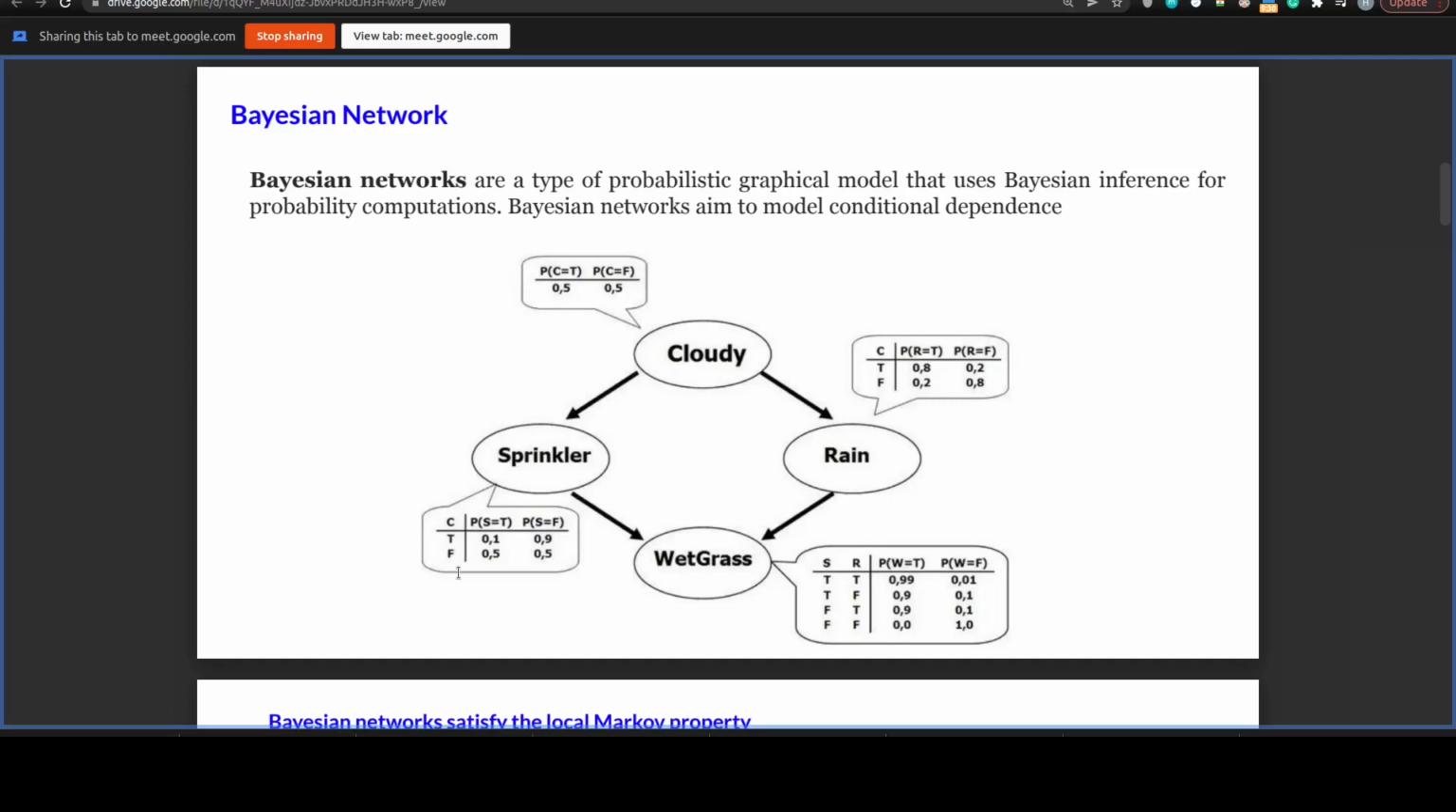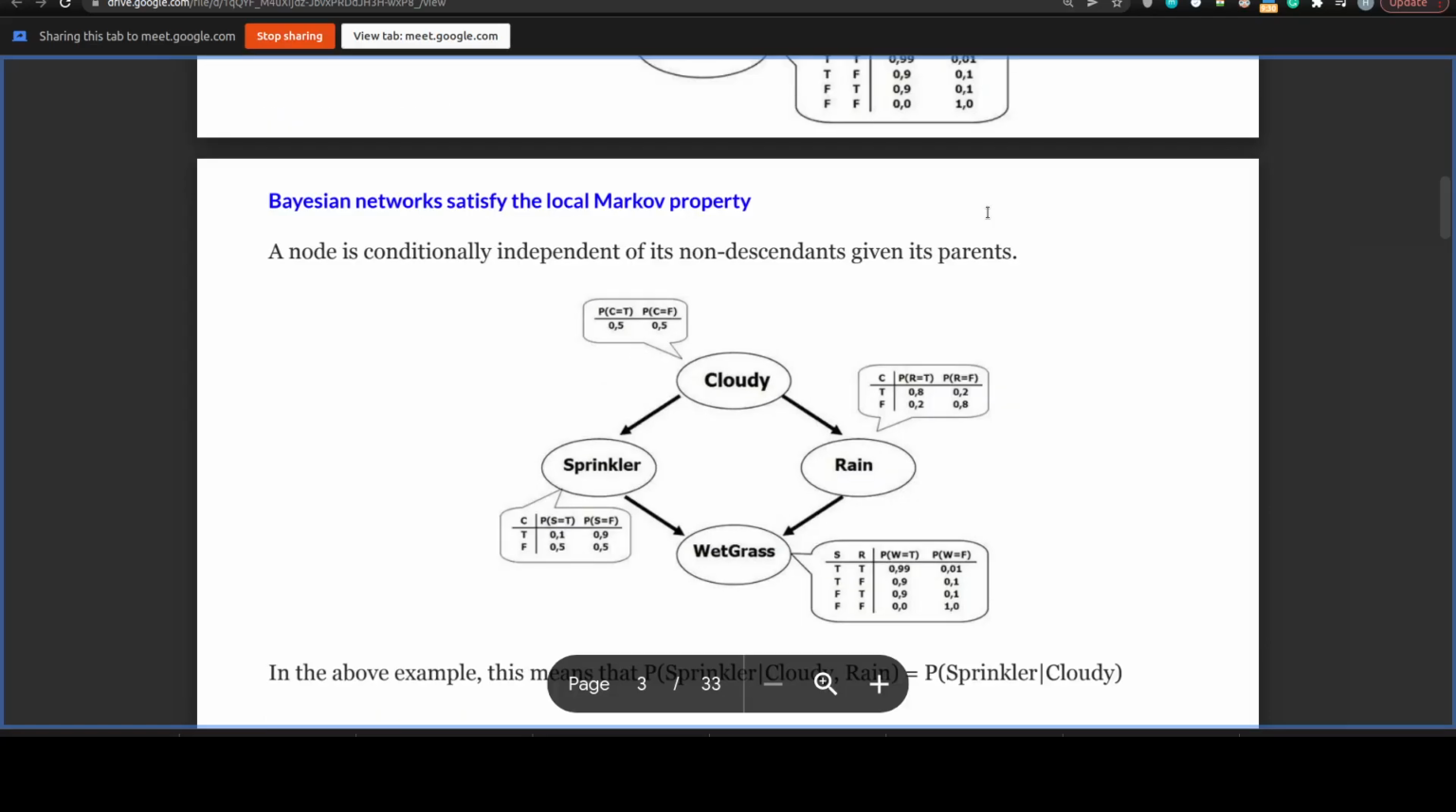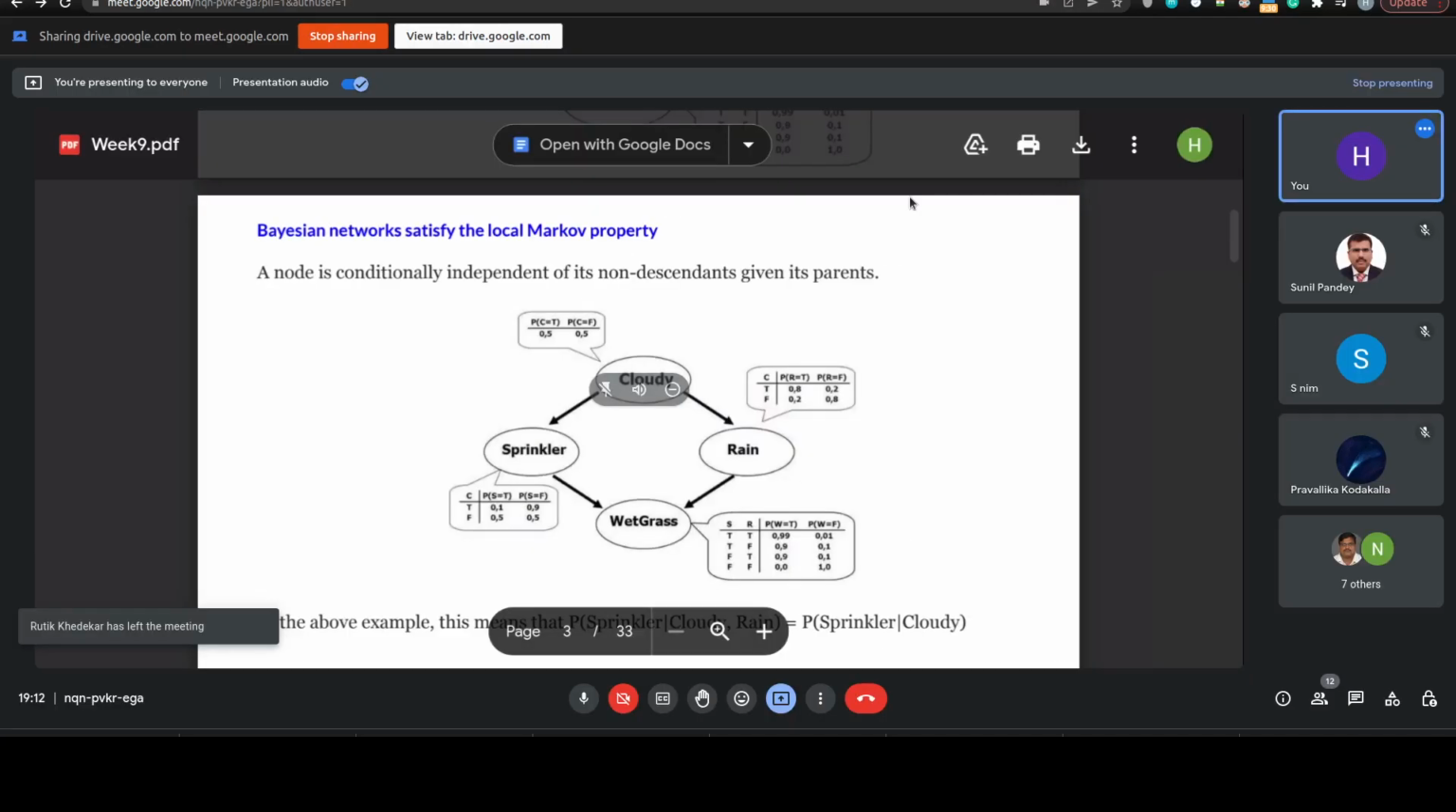Based on how the cloudy variable is, true or false, the sprinkler can be true or false, right? So if the cloudy variable is false, then you can either use a sprinkler or not use a sprinkler. But if the cloudy weather is true, you can reduce the probability of using the sprinkler, and make the sprinkler probability become more false. So this is what Bayesian networks are.